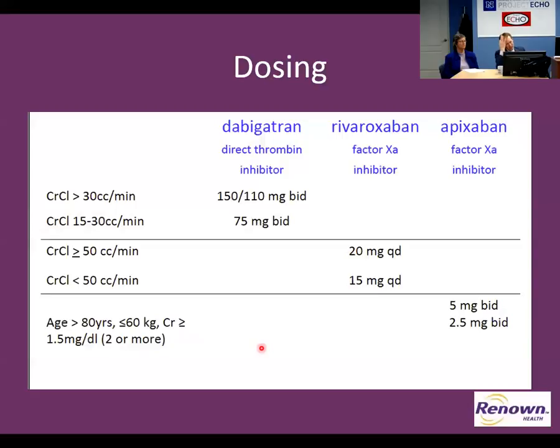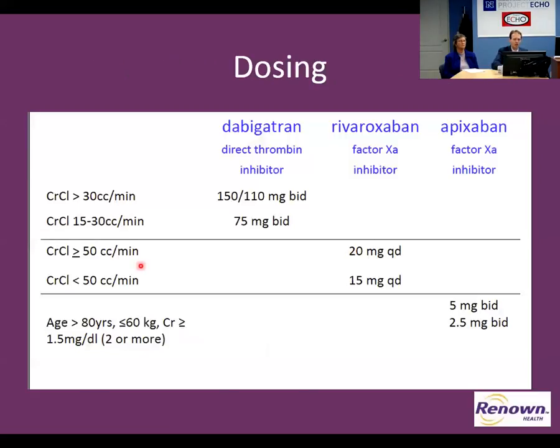Edoxaban can be used. Their market strategy was that it would cost less. I had a lady the other day who couldn't afford Xarelto or Pradaxa or Eliquis, and I prescribed her edoxaban. It was going to cost her $1,000 a month. The dose is 60 milligrams if you have normal renal function, 30 milligrams if your creatinine clearance is low, similar to Xarelto.